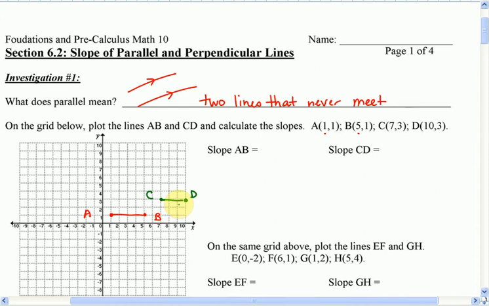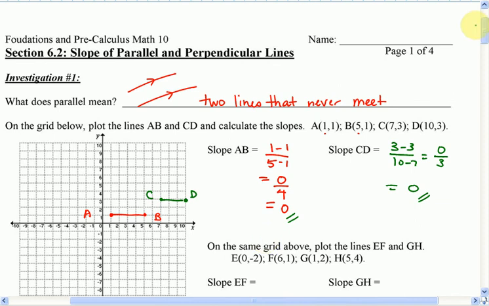Can someone tell me what the slope is for AB? If you do the formula, 1 minus 1 over 5 minus 1, that's 0 over 4, which is just 0. So 0. Remember, a flat line always has 0 slope. So CD, if you use the formula, which you didn't have to, it's still 0. Good.